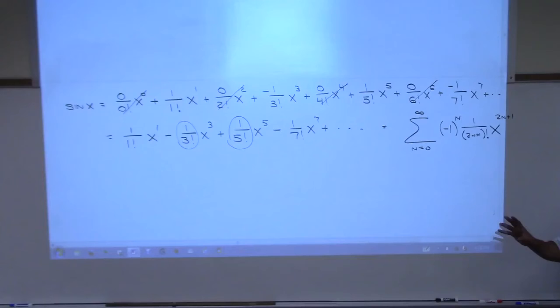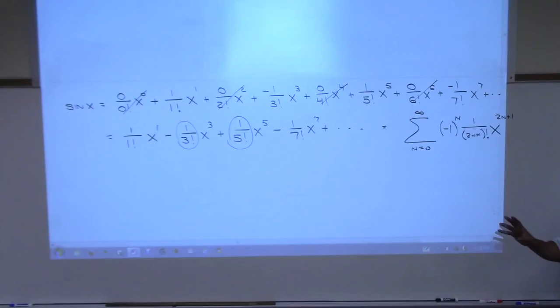Can you write that in sigma notation? Let me write it down first. We have 1 over 1 factorial x minus 1 over 3 factorial x cubed plus 1 over 5 factorial x to the 5th minus 1 over 7 factorial x to the 7th plus dot, dot, dot. Can you give that to me in sigma notation? What type of series is that? Alternating? Can you take care of the alternating right now?